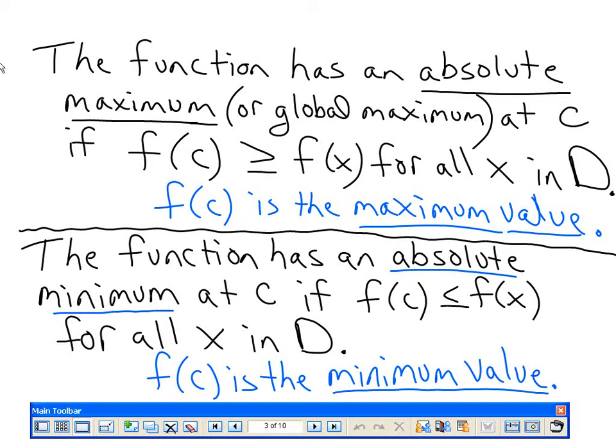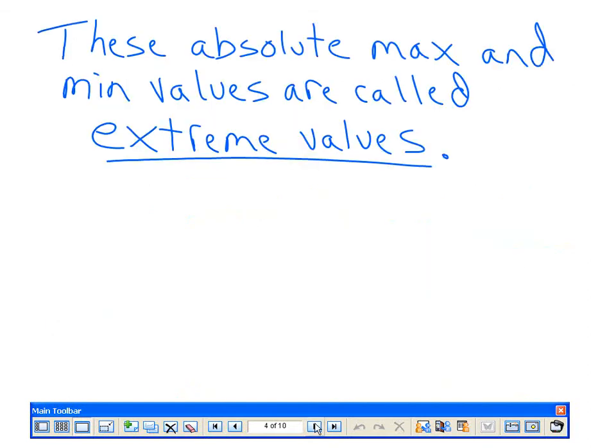So I'm going to just go quickly, and then you can always rewind, pause, etc. if I actually get this on YouTube. Both of those, the absolute max and the absolute min, we call extreme values. It makes sense because they're extremely high or extremely low.